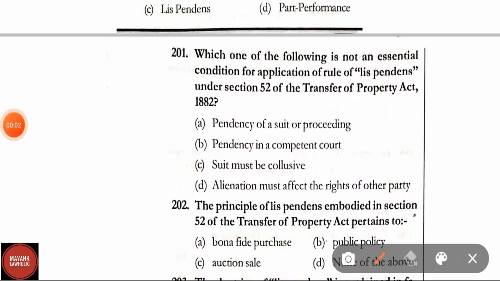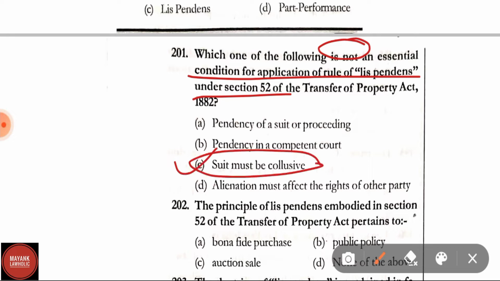Question number 201. Which of the following is not an essential condition for the application of rule of lis pendens under section 52 of TPA? Options are pendency of a suit or proceeding, pendency in a competent court, suit must be collusive, alienation must affect the right of other party. Correct answer is option C, that is suit must be collusive is not an essential condition.